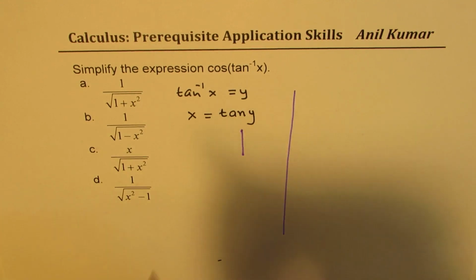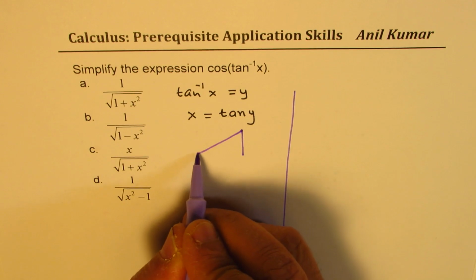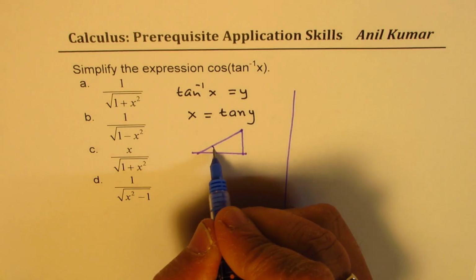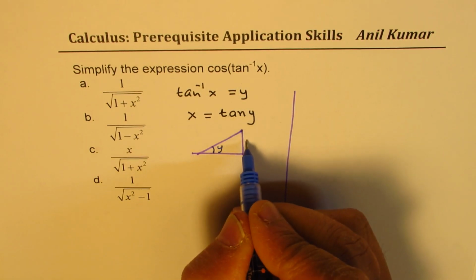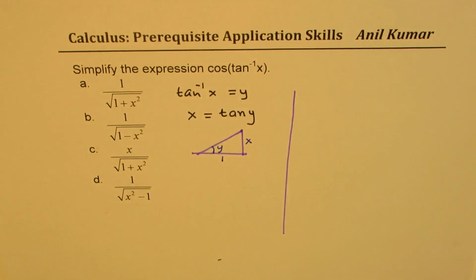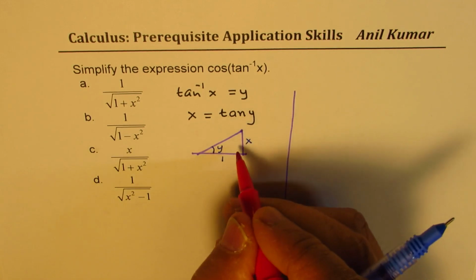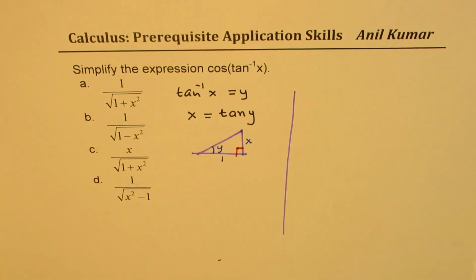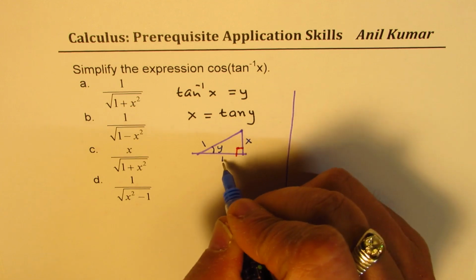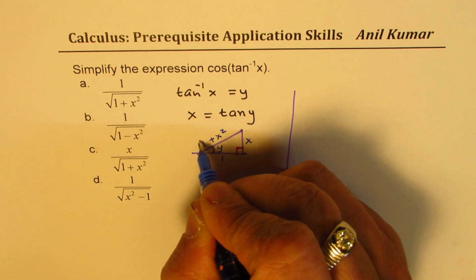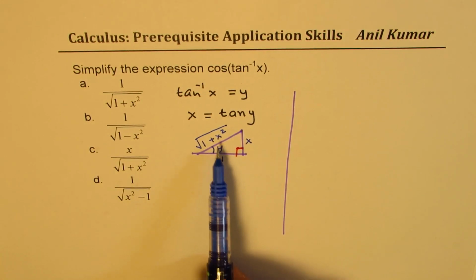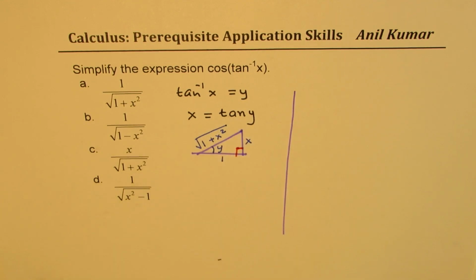So when I say x is equal to tan y, I could solve it in 2 different ways. One is we could take a right triangle where we say tan y is x, so this is y, and tan is the ratio of opposite over adjacent side, right? So that becomes the scenario. So this is our right triangle which represents tan y equals x. In this case, what is the hypotenuse? The hypotenuse is square root of 1 squared plus x squared. Correct? So this triangle represents tan y equals x, right?